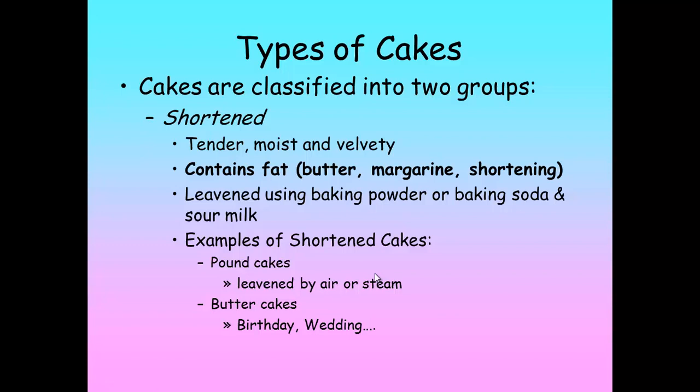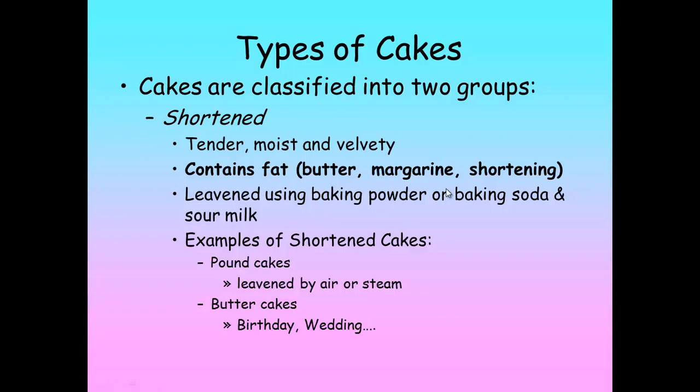Shortened cakes is what you're probably most familiar with and what you've had before. Examples include butter cakes, which are your like birthday or wedding cakes. They are usually a yellow, white, or chocolate cake. That's a butter cake. Or a pound cake, okay? Now, some characteristics of shortened cakes are they're tender, moist, and velvety. And the reason why they're tender and moist is because they contain fat. That's a huge characteristic of shortened cakes, is they contain fat.